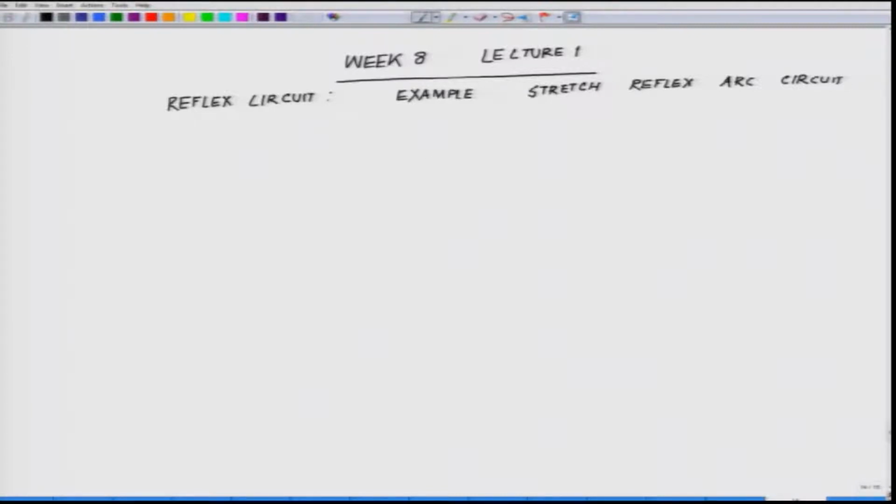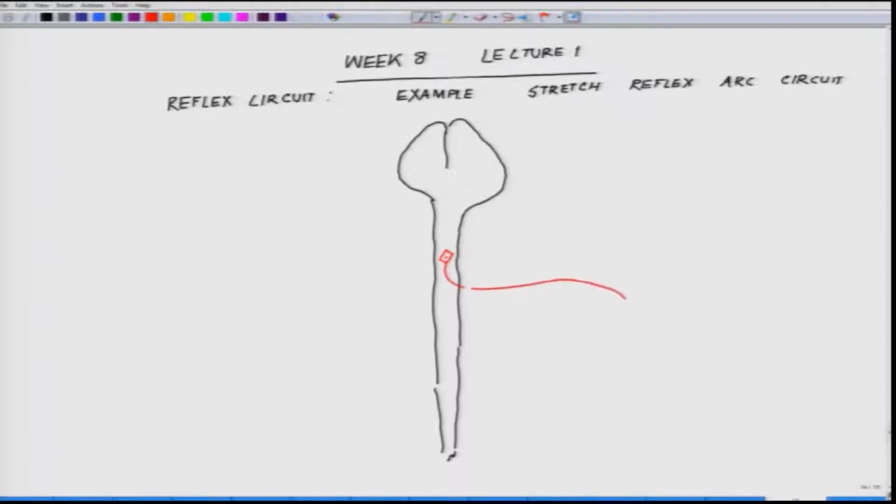So if this is the brain and this is the spinal cord we are talking about, you have your motor neuron or the ventral horn neuron sitting at the center, like this.